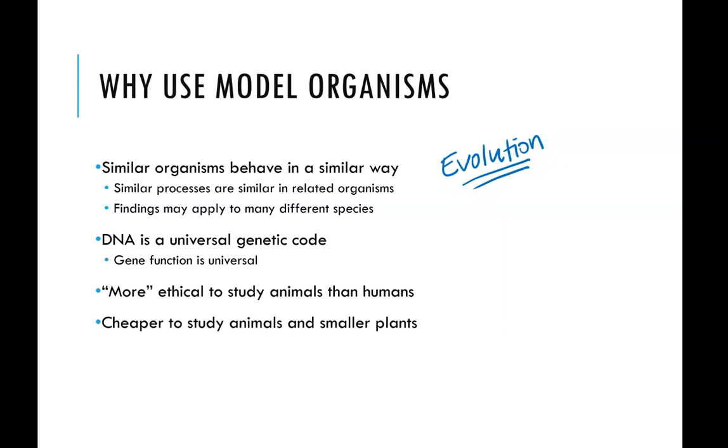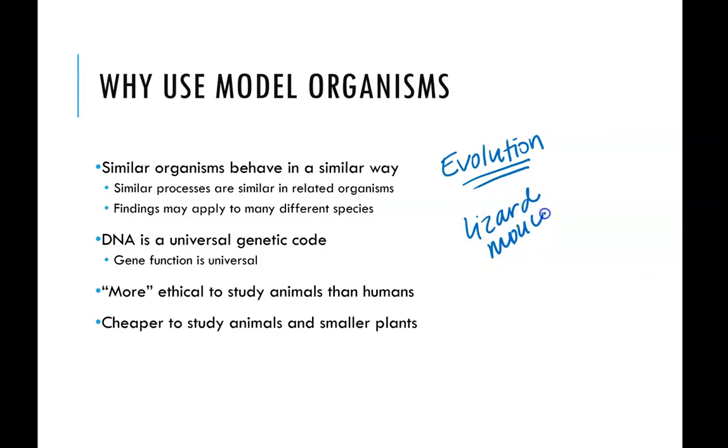Now, the reason that evolution is important here is that organisms who are closely related are going to behave in a similar way. And what I mean by this is that similar processes in related organisms are going to be similar. So, for example, blood in pretty much all animals is really similar. So if you study it in one organism, there's a really good chance that those properties are going to apply to other organisms.